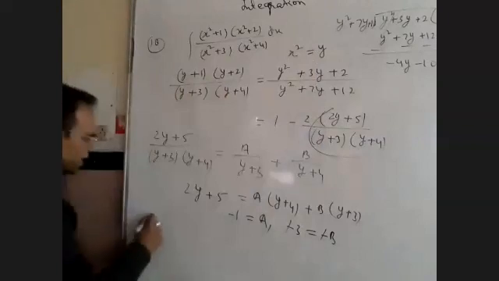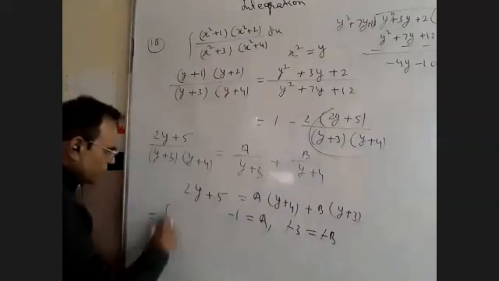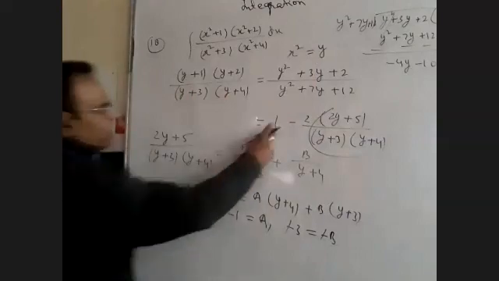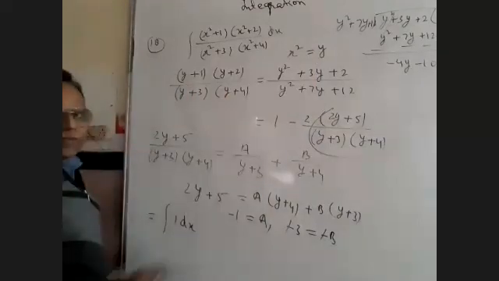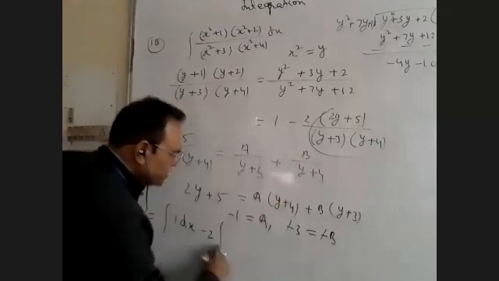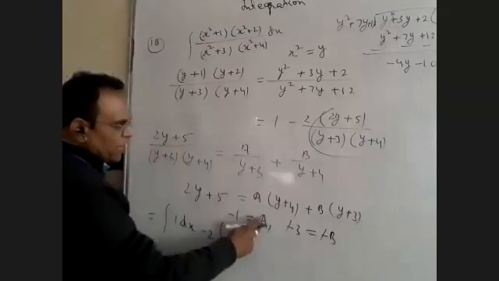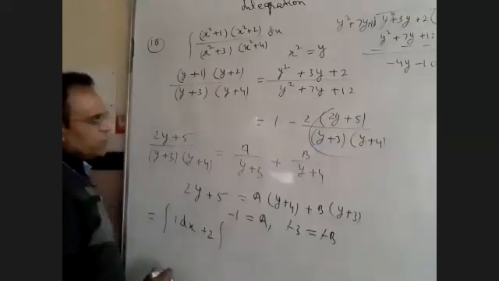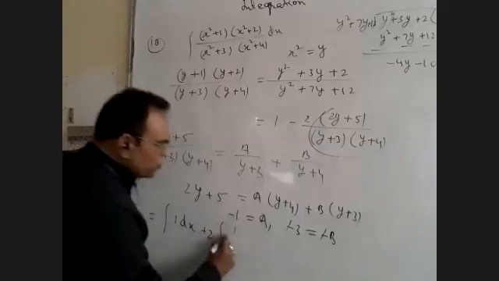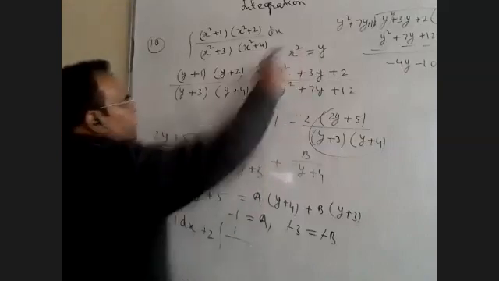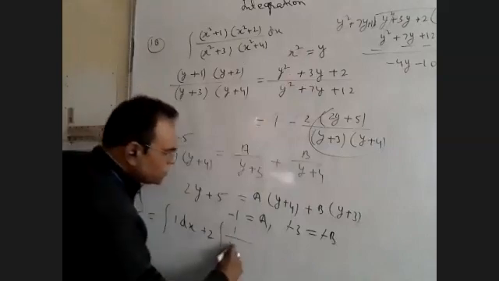So what will you get? You get for integrating 1 dx. Only one is a single term. In this term we get minus 2 integration of value of a is equal to minus 1. So minus 1 it becomes plus 1. 1 upon y plus 3. Y plus 3 means in place of y we are writing x square plus 3.